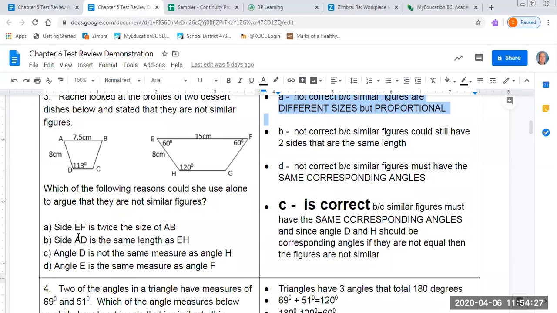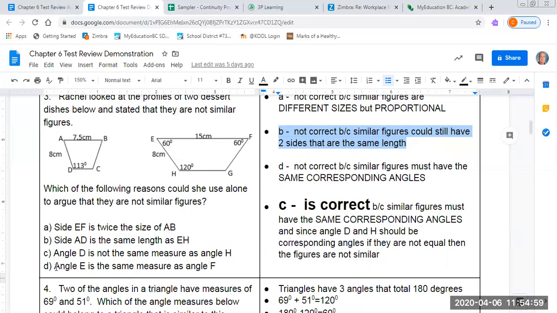B, where it says side AD is the same length as EH, but once again, this alone does not disqualify these two shapes from being similar, because even though these two sides may be the same length, they may be correspondingly different sides. So AD does not correspond to EH potentially, and so therefore it could even be similar as well, because these two similar figures could be exactly the same size potentially.